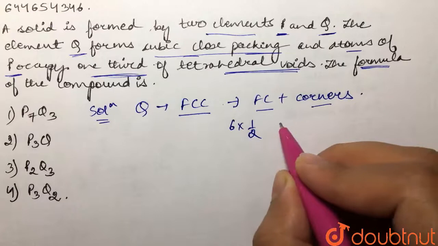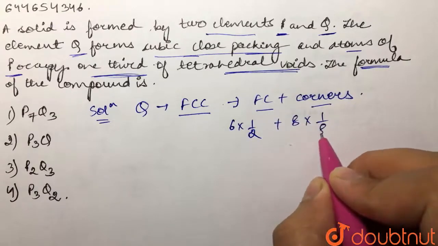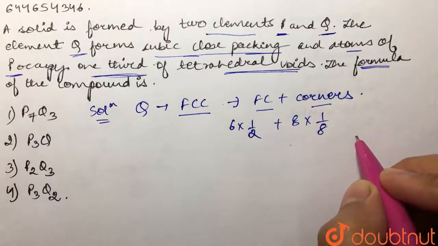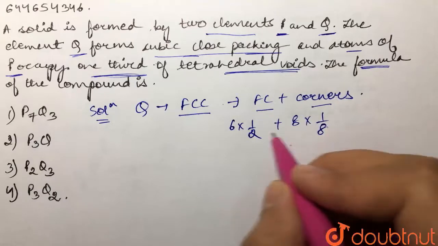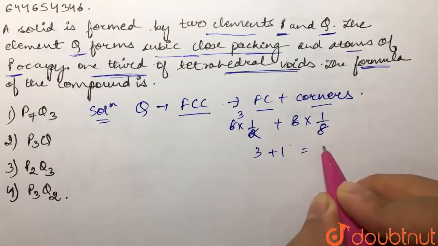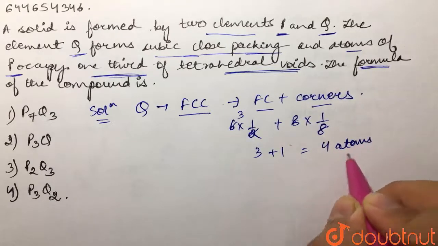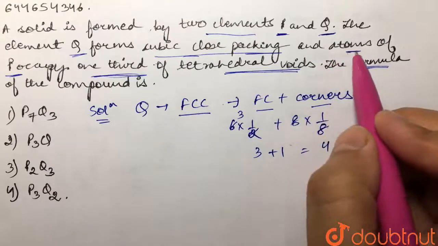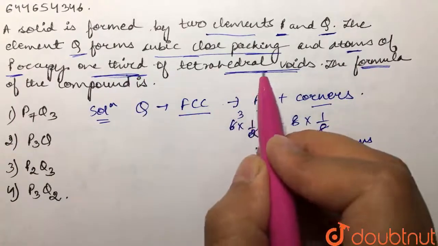Then we have corners, we have a total of 8 corners and each has a contribution of 1/8 because one corner is shared by 8 unit cells, right? So this goes by 3, so we have 3 plus 1, a total of 4 atoms of Q, right? Then they are saying that the atoms of P occupy 1/3 of the tetrahedral voids.